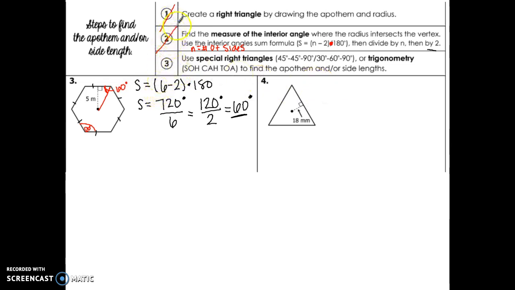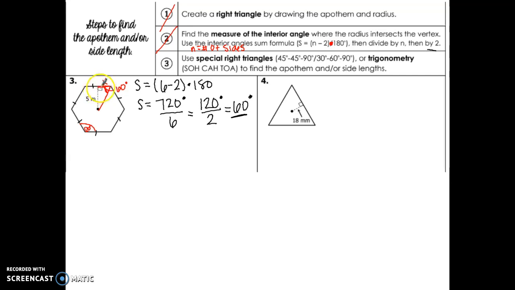Nothing too difficult yet. Number 3 says, use special right triangles or trig to find the apothem or the side length. So in this case, we do have our apothem, but we do not know this side length right here. That is my x. That is what I'm looking for. So actually, we are going to be using SOHCAHTOA still. So we are not forgetting about that. We are still using it. We could use special right triangles as well, but let's use SOHCAHTOA right now.